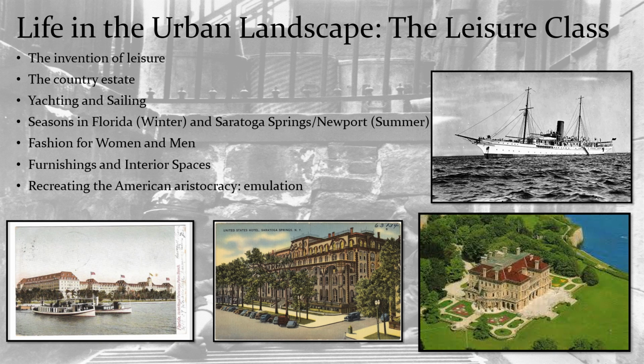Fashion for women and men changes as well. You have leisure outfits that you would wear while you're on holiday or staying at one of these homes. The expectation was that they were the finest material possible. And so women would have incredibly intricate dresses and outfits, as well as the men, that would again reinforce their status in society. Furnishings and interior spaces as well. You build these large homes that look like castles. And so on the outside, they're huge. On the inside, they're lavish and very expensively decorated. And you're creating kind of an American aristocracy. And this was a very deliberate plan by the leisure class in order to elevate their status in American society.